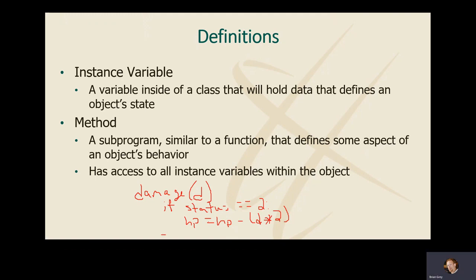We'll assume that poison doubles damage. If you're poisoned, you take double damage. Else, and I don't have the space for this, HP minus equals D. Subtract D from HP and reassign it. Hey, look, we have access to status. We have access to HP. And we have access to the information that came in. And we might return something. We might then return the HP value. I don't know.